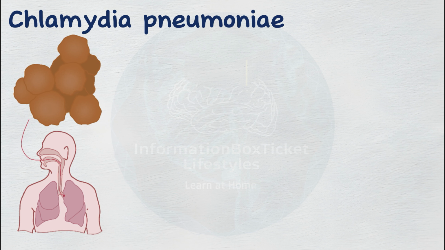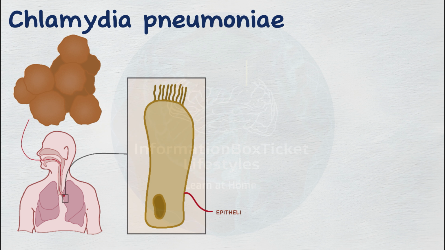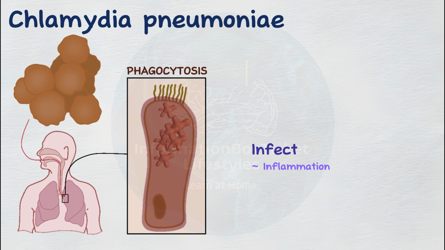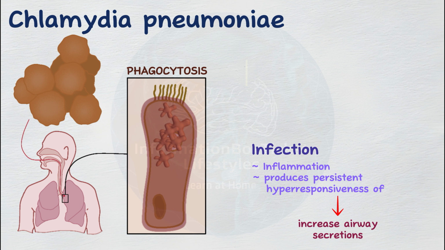Once in the lungs, the elementary body is taken up by epithelial lung cells inside an endosome. Through phagocytosis, the elementary body changes into a reticulate body inside the endosome and starts to multiply. Inflammation brought on by the infection increases secretions in the airways and produces persistent hyperresponsiveness of the airways.